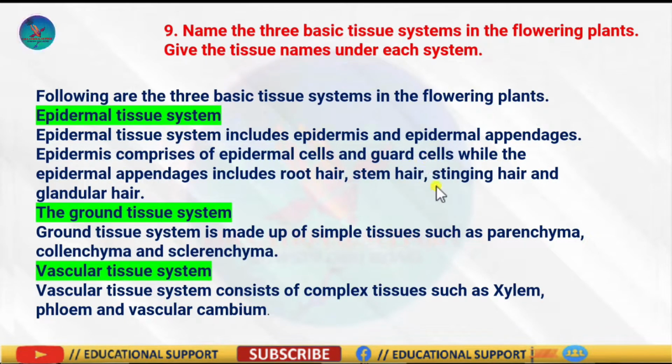The vascular tissue system consists of complex tissues, the phloem and the xylem.